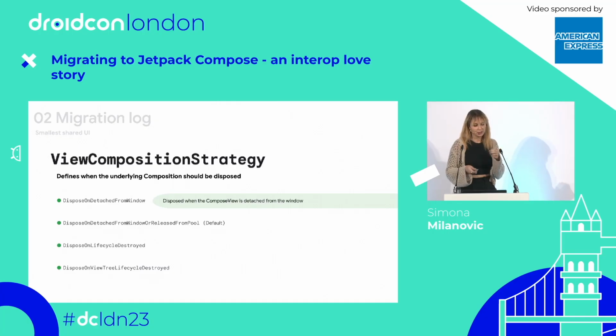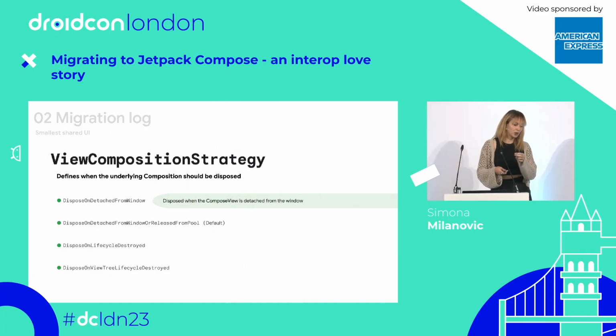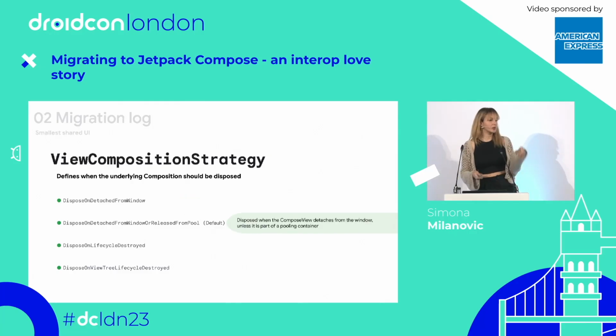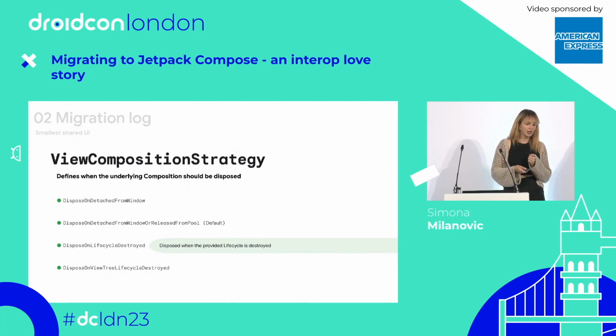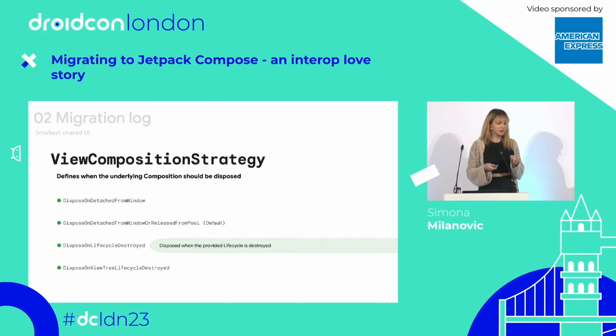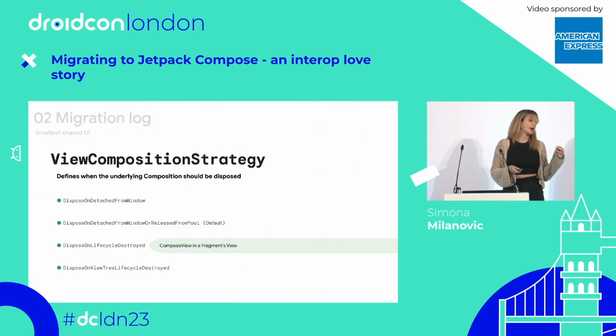For the first one, the composition is disposed when the compose view is detached from the window. This might happen when you have a single compose view or mixed view and compose screens that are not in a fragment. Secondly, this one disposes of the composition when the compose view detaches from the window, unless it's part of some sort of a pooling container. This is when you have a compose view that is an item in a recycler view, for example. Thirdly, this one disposes the composition when the provided lifecycle is destroyed. And this might happen when you have a compose view in a fragment's view.